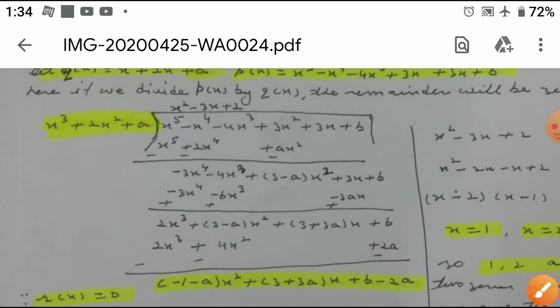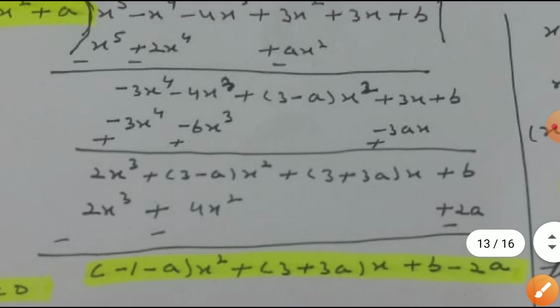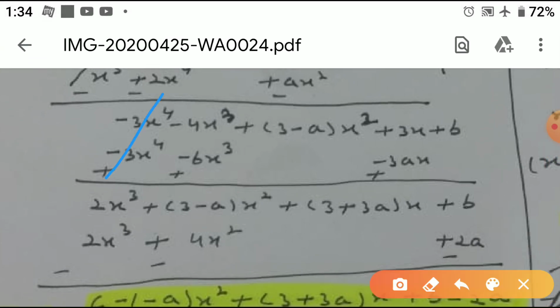Now when you solve it, look at this. This is cancelled. Minus 4x cube and plus 6x cube is 2x cube. Here 3 minus a into x square as it is, no issue. But look at this. You can take x common. This is the x, and we are left with 3 plus 3a. Look, this is a plus sign. So this 3 plus 3a when you take x common, and b as it is. Clear? Now the first term is 2x cube.